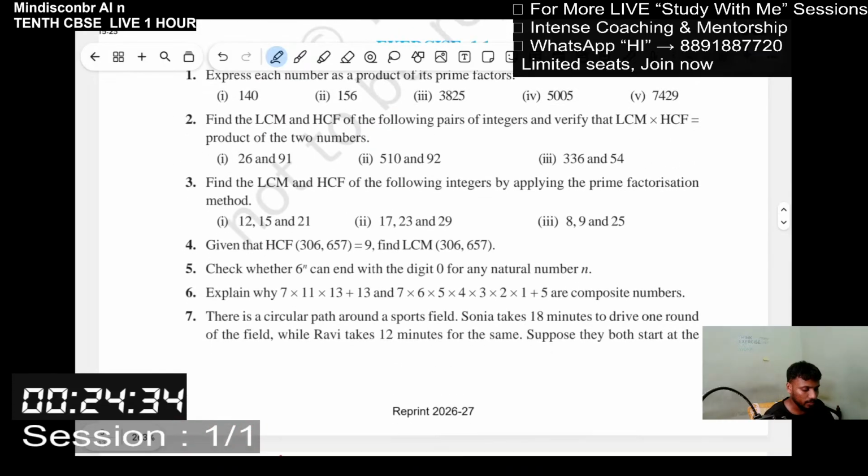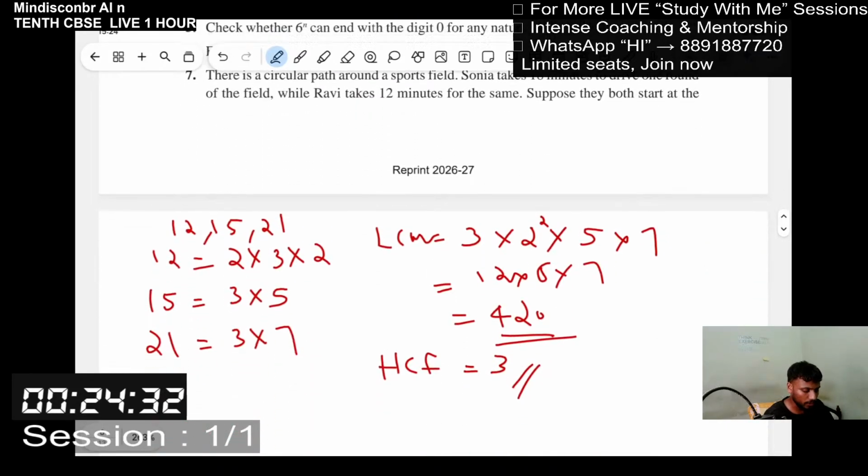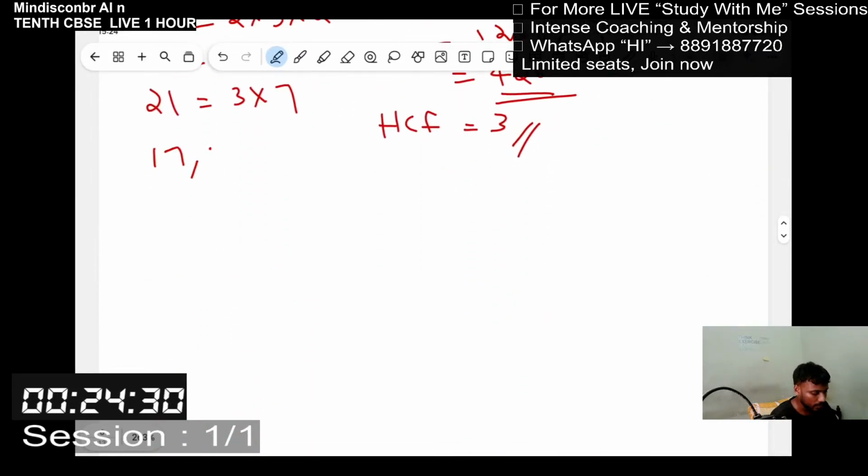Then coming to the next question, 17, 23 and 29. These numbers don't have any other prime factors. So we can say that they are coprime because they only have 1 and that number itself as the factors.